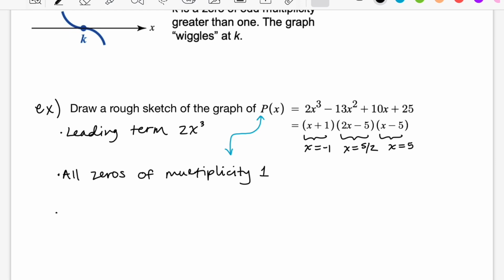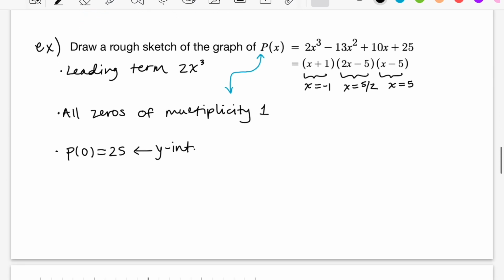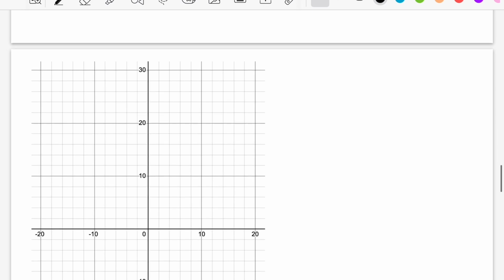And the last thing we'll take note of is the y-intercept of this guy. Looking at this polynomial function, it should be clear what our y-intercept is going to be, because we're going to find the y-intercept by setting x equal to 0. So when we plug 0 into this function here, all of these three terms here go to 0, and we're just left with 25. So evaluating our function at 0, we get 25, and this is going to be our y-intercept.